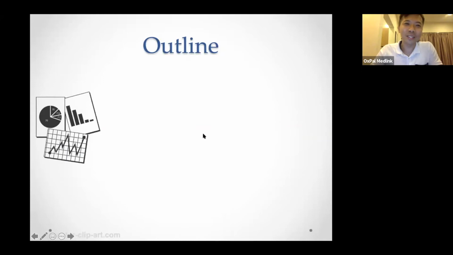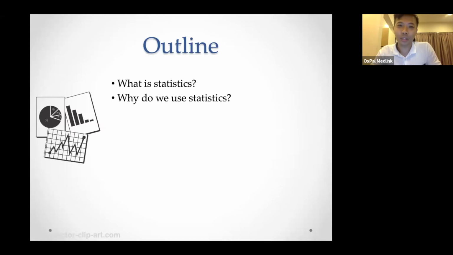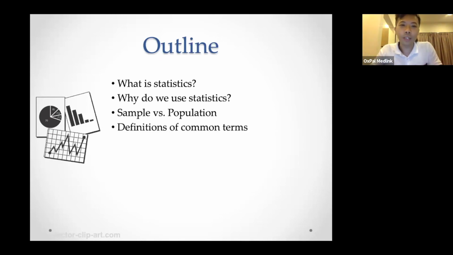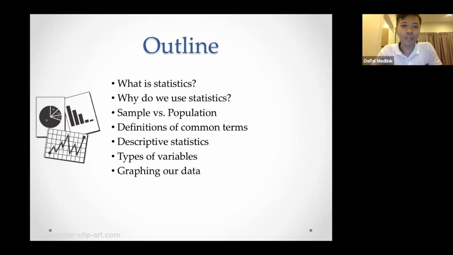So what's our outline today? We will discuss what is statistics. Why do we use statistics? What's the importance of it in our careers in the medical field? We will look into some of the parameters such as what is a sample versus population, definitions of common terms, the descriptive statistics such as mean as well as standard deviation, the types of variables that we have in statistics, continuous, and categorical as well, and how we present our data in the form of graphs. And finally, we would end off with parametric versus non-parametric tests, what they are.